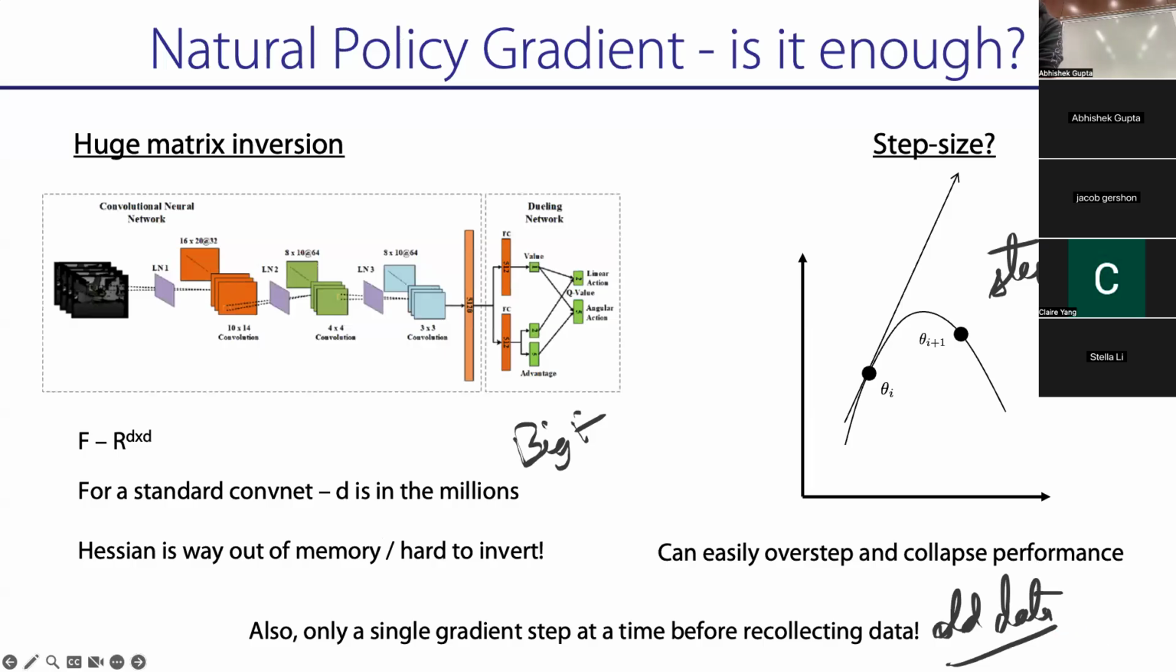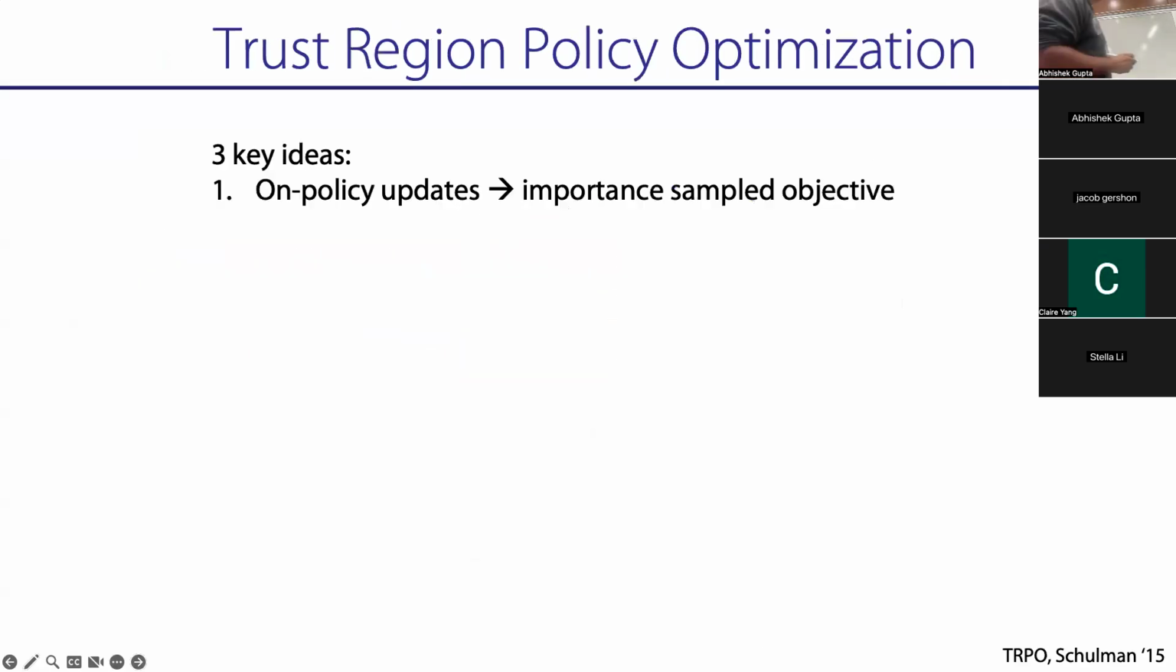So I don't really want to have to keep recollecting data every time. I want to at least be able to take a few steps before I recollect data. Okay, that makes sense? So we have these three issues. We want to solve these three issues, and that's what John came up with, this TRPO algorithm. Okay, so we're going to go through these three key ideas one by one.